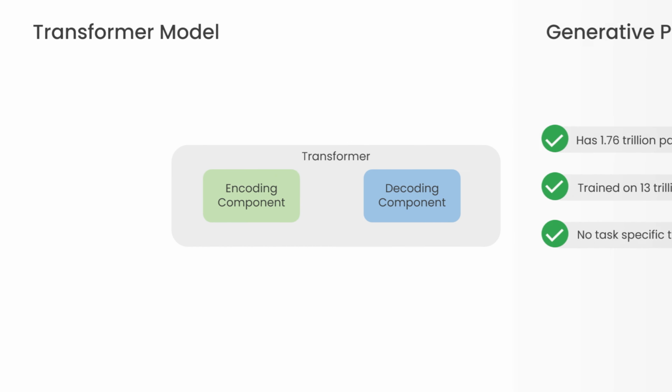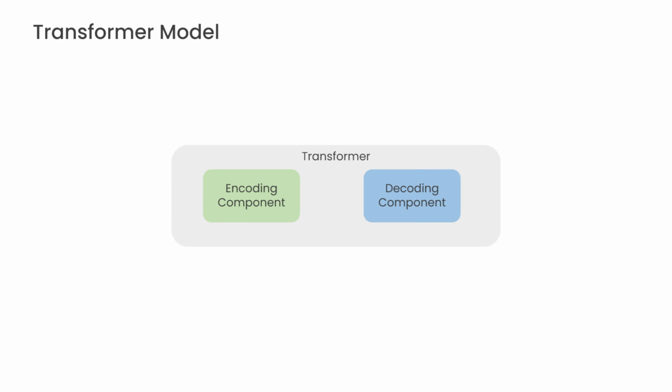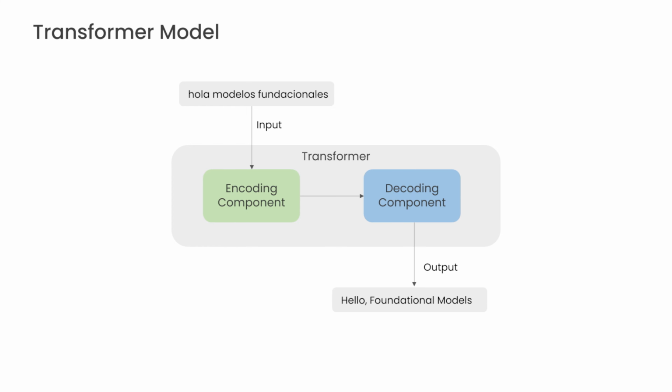All of these models are based upon a certain architecture called the transformer model. The transformer consists of two main components, the encoder and the decoder. The encoder takes in input data, processes it, and passes the encoded information to the decoder, which generates the desired output, like translating Spanish to English. But the transformer's capabilities go far beyond translation.